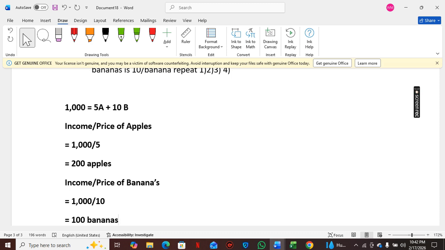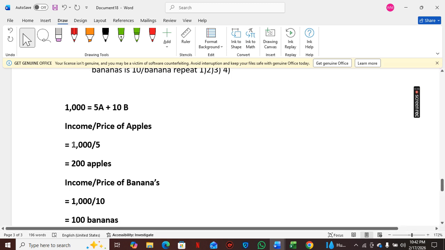Our income has doubled. Even the amount of goods we can buy has also doubled. Apples, when our income was 500, we could only get 100 apples. Now since our income is 1000, we can get 200 apples. Bananas, we could only get 50 when we had the 500 income. But now, with the 1000 income, we can get 100.